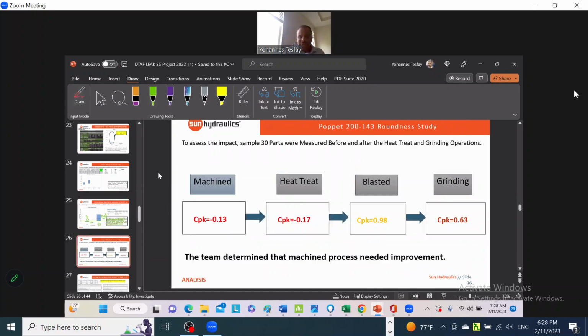Then here is sequential CPK. You don't know this index now, but you'll learn it. This means bad, this means bad, and this is relatively good, but this is bad. This is with respect to machined parts, heat treat parts, blasted, and grinding. That means we need improvement here. We are almost good in blasted, but it also needs improvement. But heat treat and machining are not good at all.